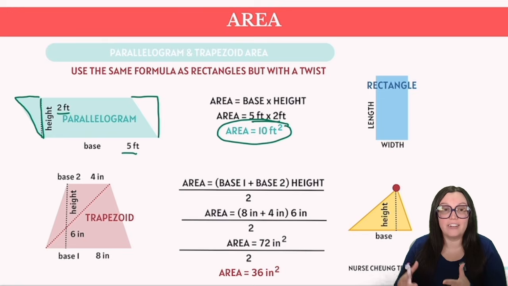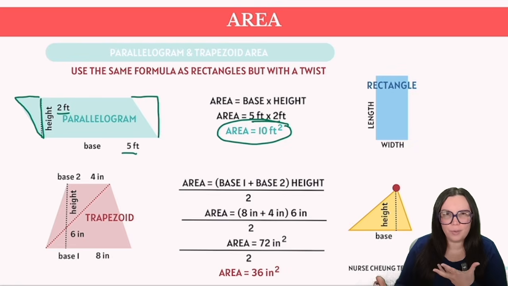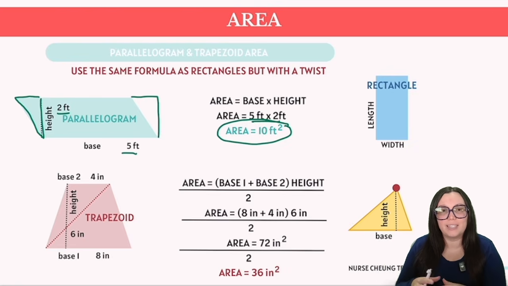Now, finishing off this area section with a trapezoid, you might have noticed that the formula for calculating this trapezoid bears a remarkable resemblance when it comes to triangles. The area of a triangle can be expressed as base times height divided by 2. However, for a trapezoid, the formula adapts to include both bases. Base 1 plus base 2 times our height is all divided by 2. Let's explore why that is.